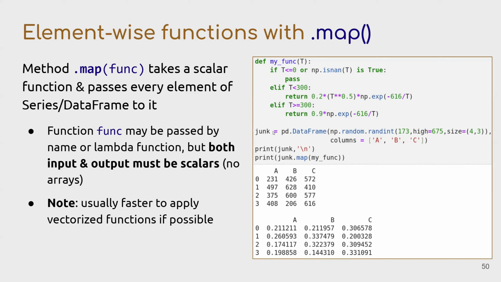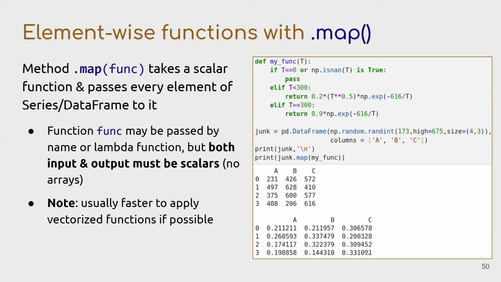And so then I define the data frame with some numbers that would be suitable for this function. First I print the original data frame, and then I print the output of the map operation that applies this function.